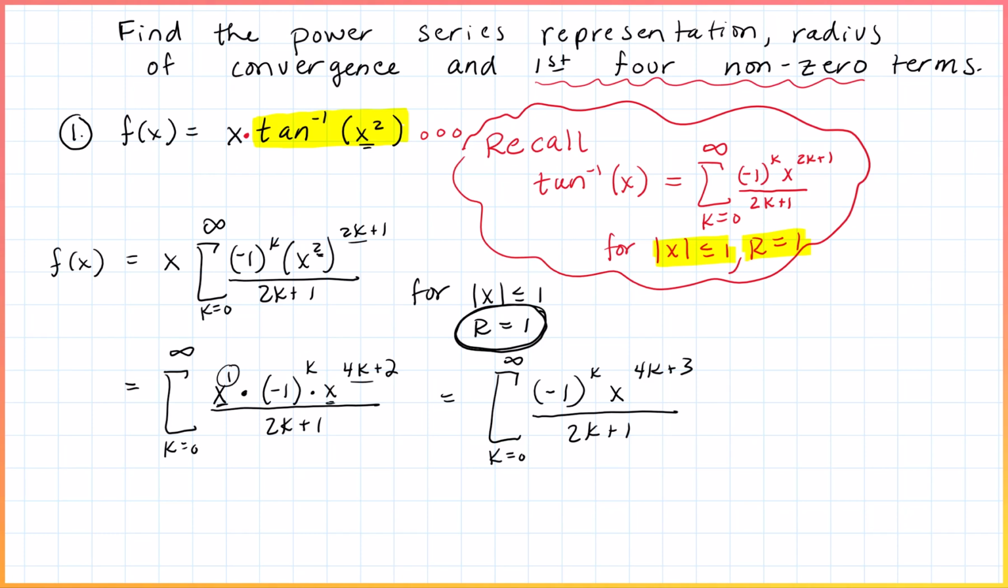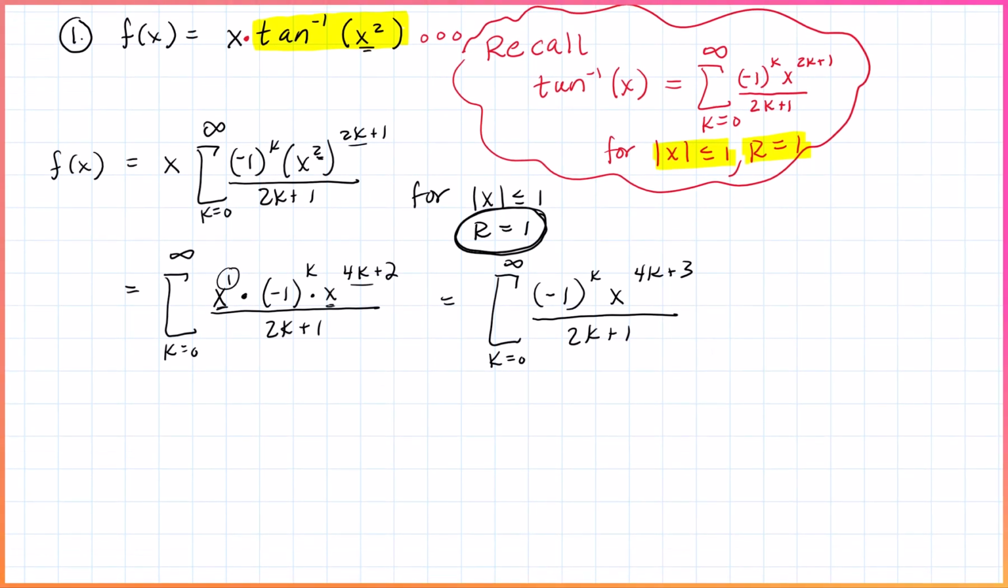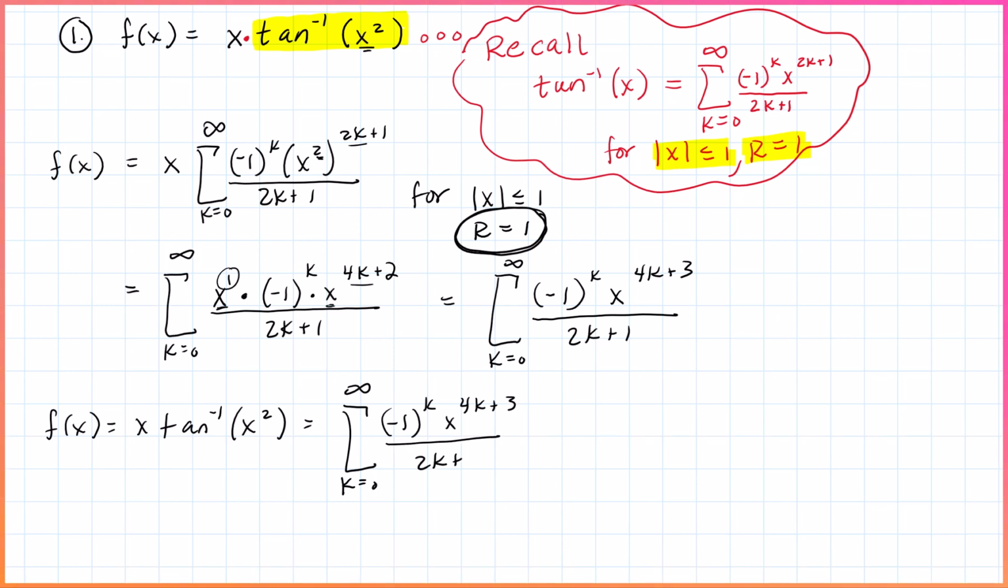So if we want the first four non-zero terms, we're going to start plugging in our index and see what we get. So f of x is equal to, we're looking at a representation for x times the inverse tangent of x squared, which is equal to the sum from k equals 0 to infinity. Let's see, is there anything to simplify? I think we already got it all simplified. But we're going to start plugging in our index to see what those first four non-zero terms are. So we want to do the first four. Since the index starts at 0, that means we need k equals 0, k equals 1, k equals 2, and k equals 3.